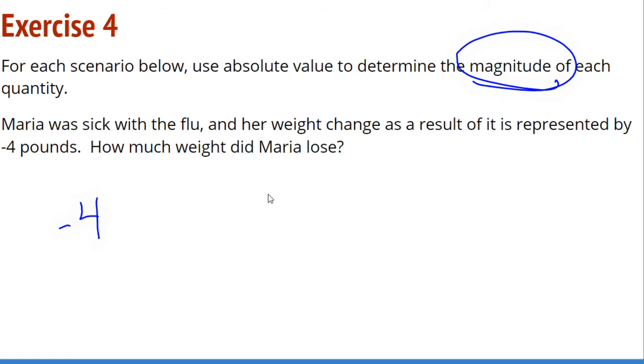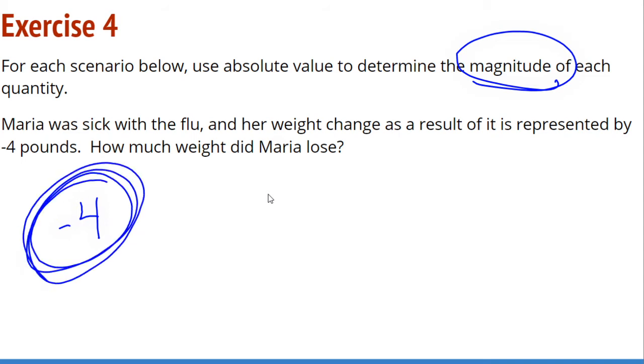We wouldn't say that she lost -4 pounds. We would say that she lost 4 pounds. The magnitude, the quantity of the measure: it's a negative measurement. She lost weight, but the magnitude of this loss is the absolute value of -4. We would say that she lost 4 pounds.